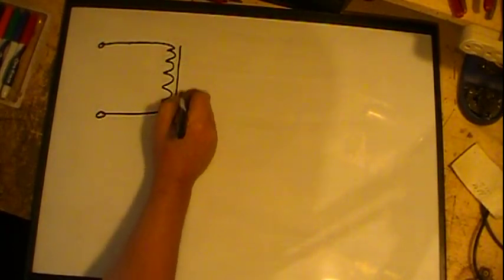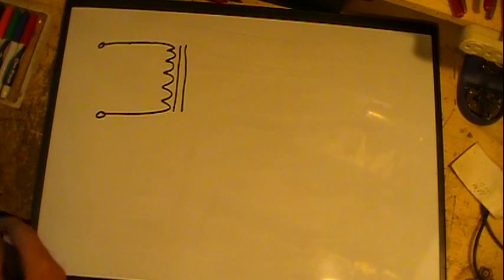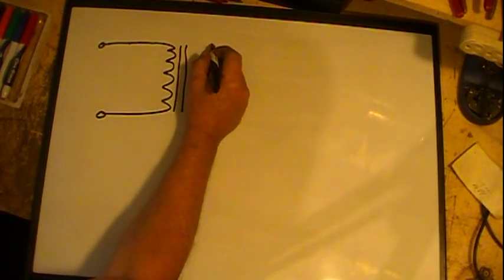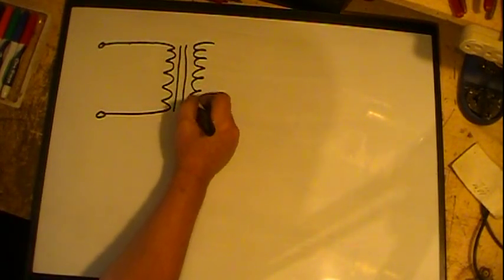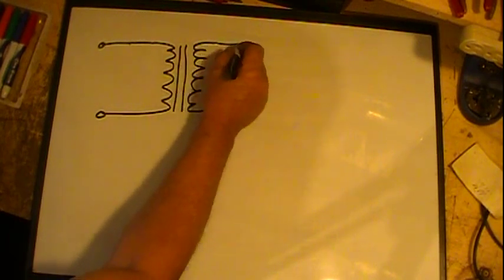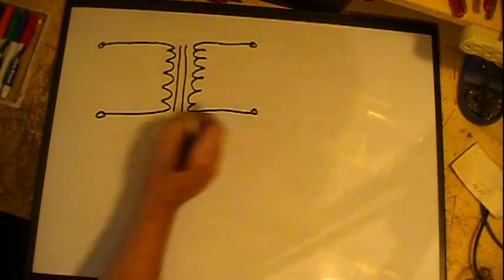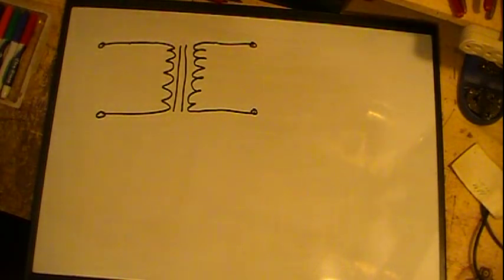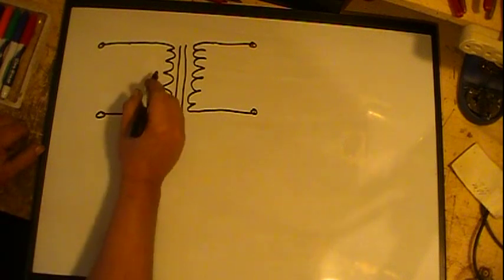We have, for a double wound transformer, a primary winding, a core, and for right now we're going to deal with iron core transformers. We have a secondary here. Now, right off the bat, the first thing we're going to start talking about is some nomenclature.